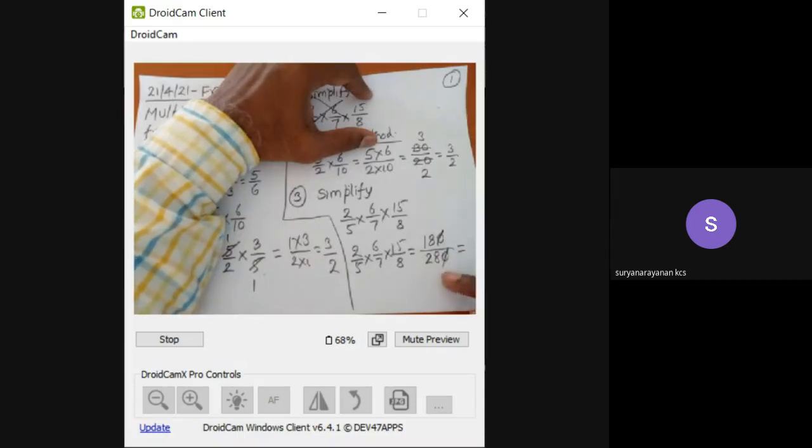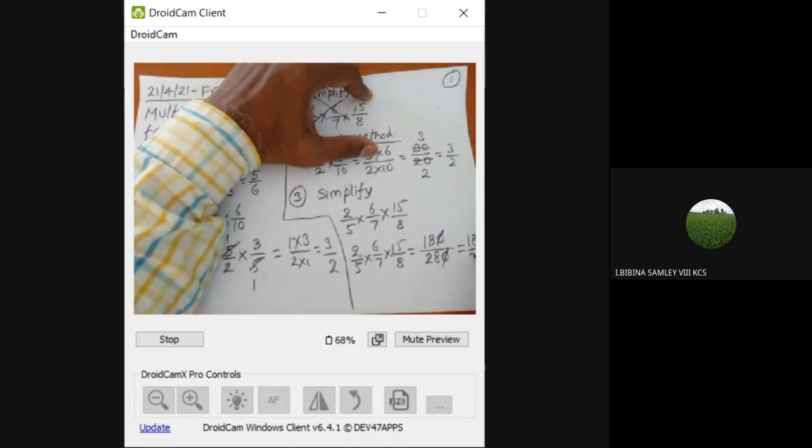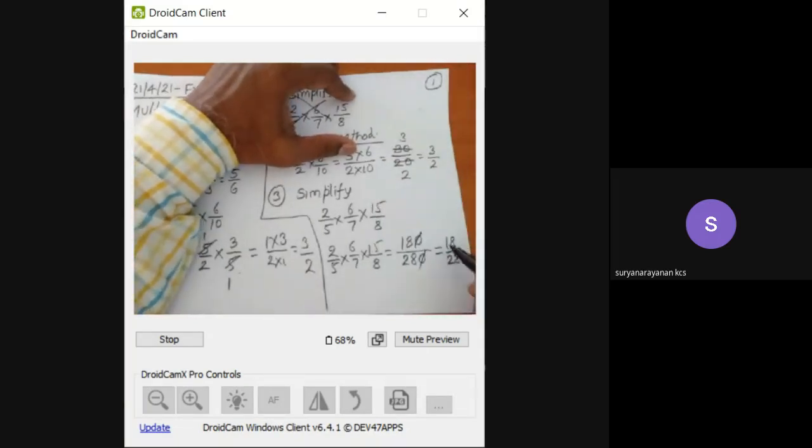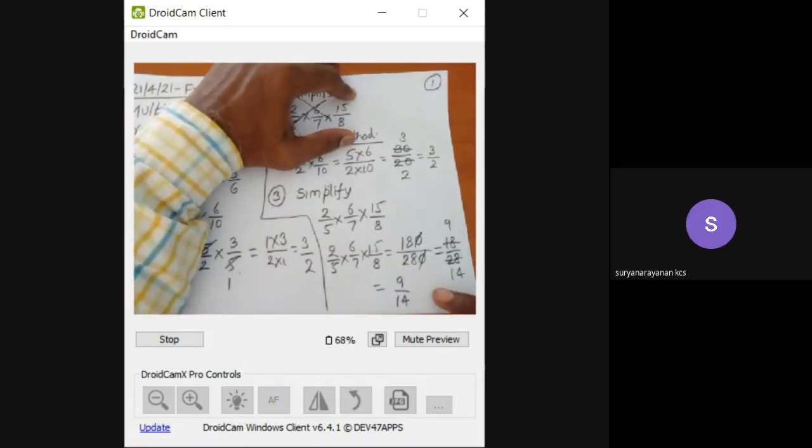Now, how do you simplify this one? How do you write this fraction in its simplest form, 18 by 28? So we can divide by 2. That is nothing but HCF of these 2 numbers. 2 9 times, 2 14 times. Yes or no? Sir, then this is the simplest form, sir.